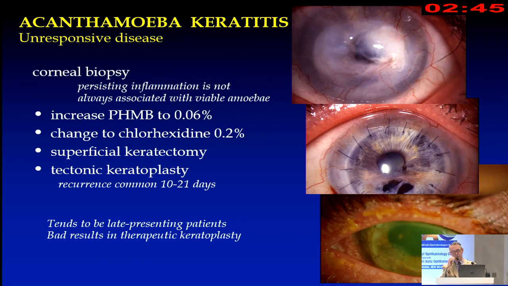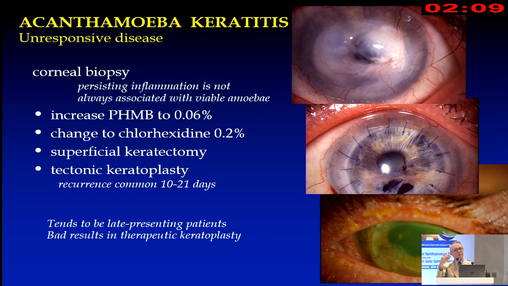In those patients with what we would term unresponsive disease on medical treatment, a common scenario is a patient with continuing symptoms, continuing inflammation, and you need to resolve the question: is this due to resistance of persisting amoeba, or is this due to inflammation in an eye in which there are no more surviving amoeba? You already have cure of the amoebic infection. And the strategy there is to take a corneal biopsy and culture.